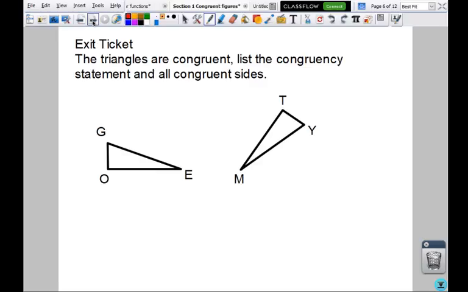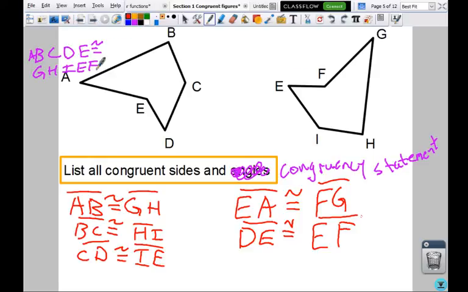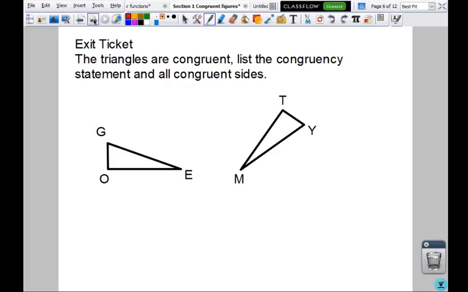Go back. Why? I wasn't writing it down. Is our exit ticket up now, Mr. Gold? Yes. Not on this credit yet.